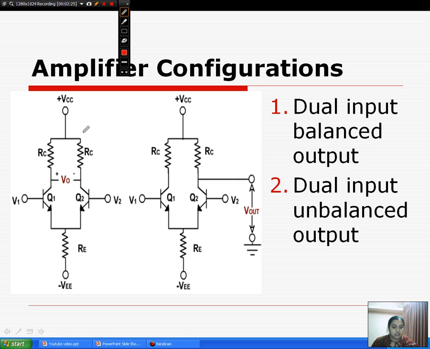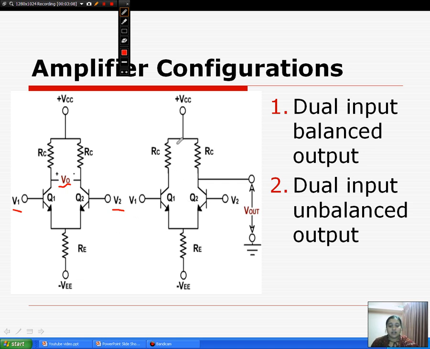In this first circuit diagram, we can see that V1 and V2, two input signals are connected to the circuit, that is to the base of transistor Q1 and transistor Q2. So it has 2 inputs and the output is taken across the collector terminals of both the transistors Q1 and Q2, that is V out. Hence it is called dual input balanced output configuration. It requires positive as well as negative power supply.